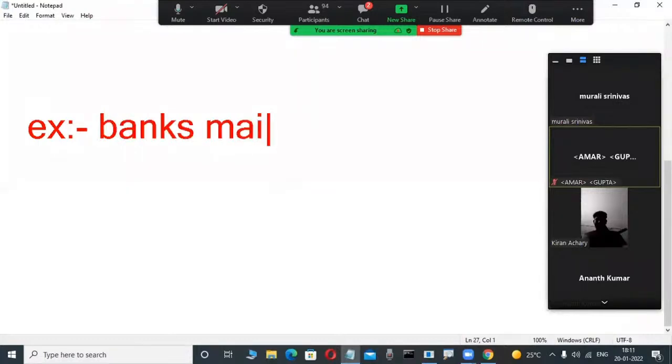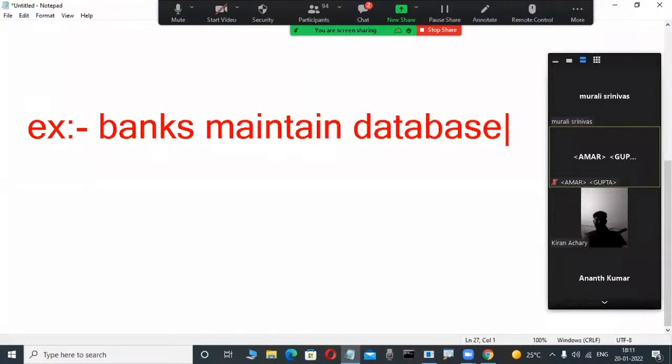Banks maintain databases. What is the purpose? They are maintaining a database, which means storing something. Observe here. Suppose customers, account holders, deposit some amount. You are also depositing some amount. Your details, your name, address, phone number, balance, and account number, are important to store permanently.